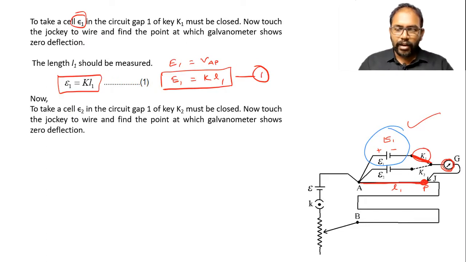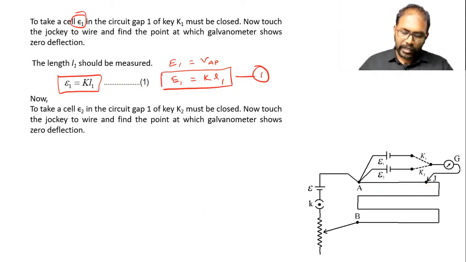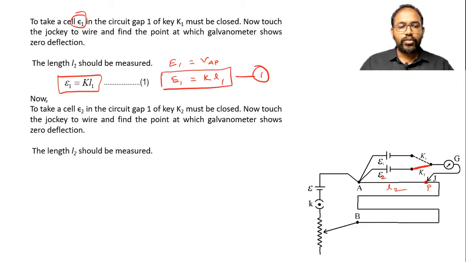Now similarly, it's an individual cell, so now we have to remove this key K1. After that, we have to close this key K2, and K1 is open. This battery of EMF E2 is connected to the galvanometer. Then again we have to find point P in such a way that the galvanometer shows zero deflection. Now let me name this length L2. This length L2 should be measured.